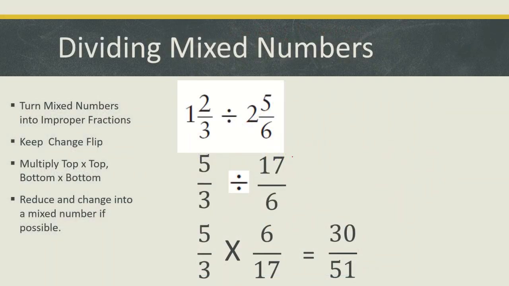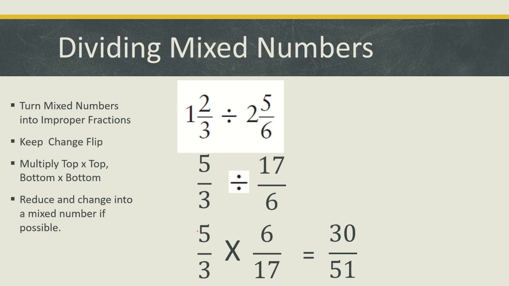All right, so if we need to do this with mixed numbers, the steps are basically the same, except you need to take those mixed numbers and turn them into improper fractions first. So we take the whole number, we multiply by the bottom, and we add the top. That will give us an improper fraction. So 1 and 2/3 becomes 5/3. 2 and 5/6 becomes 17/6. So then I divide those by keep, change, flip.